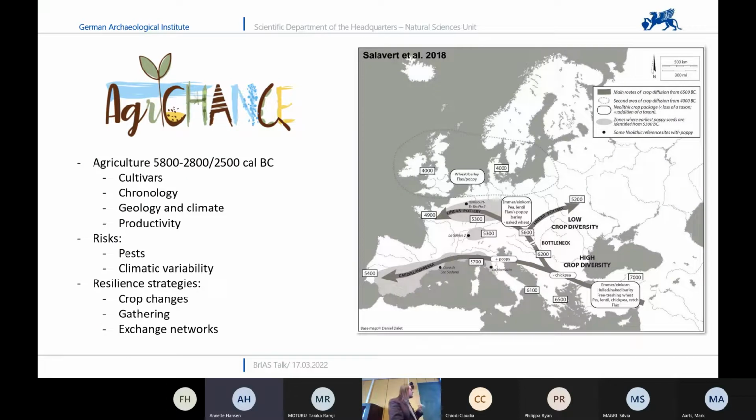This was like a side product of the project, which actually concentrates on agricultural change. So we analyzed sites, we collated loads of data just to detect in which moments of the Neolithic period we observe changes in the crops, and then we went to look for causes of these changes. Basically, as I mentioned, pests and climatic variability, and then possible resilience strategies, like do we observe some special management of those crops, an increase in gathering or exchange networks. And we are working in this area that actually connects these two routes of spread. So we get very clearly Mediterranean-influenced sites, and then we also have influence from the Balkans and Central Europe.